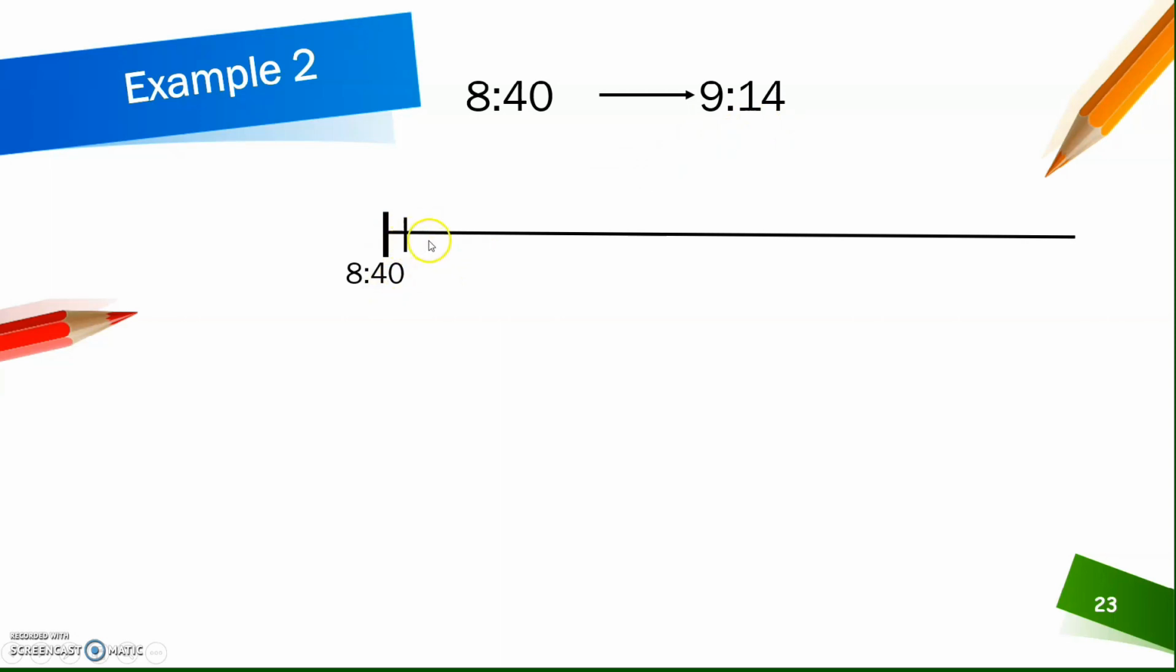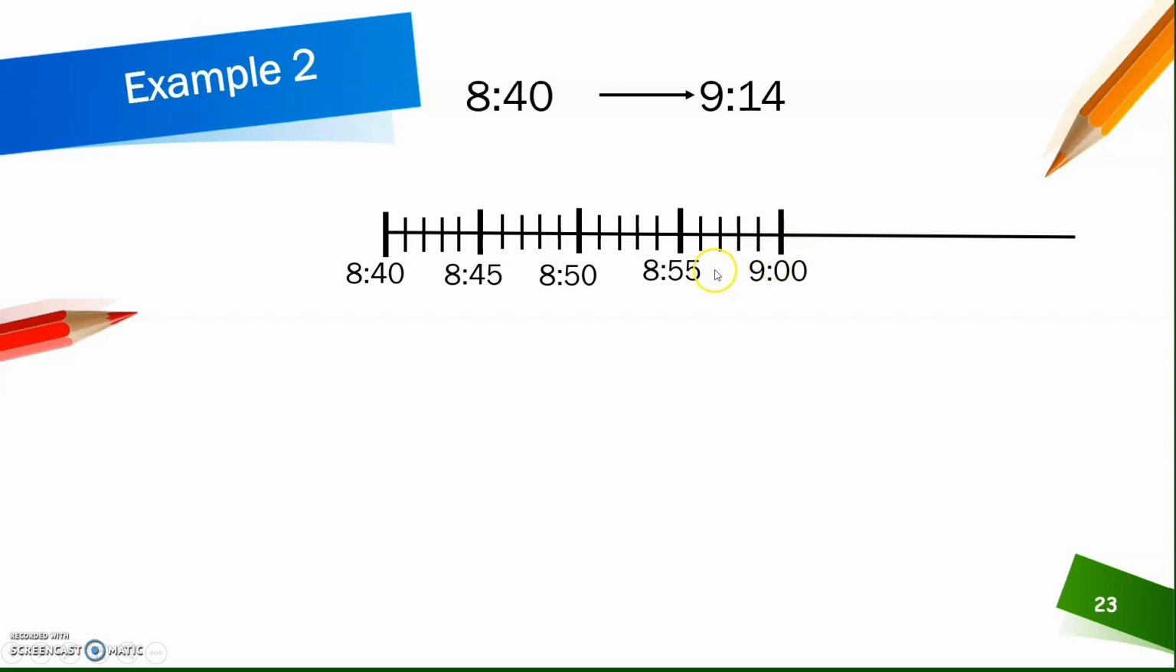So we have 8:41, 8:42, 8:43, 8:44, and then 8:45. 8:46, 8:47, 8:48, 8:49, and then 8:50. 8:51, 8:52, 8:53, 8:54, and then 8:55, 8:56, 8:57, 8:58, 8:59, and then, so yung pang 60 natin, panibagong oras na yon. So instead of ilagay natin yung 8:60, ilalagay na natin yung kasunod na oras, which is 9 o'clock.